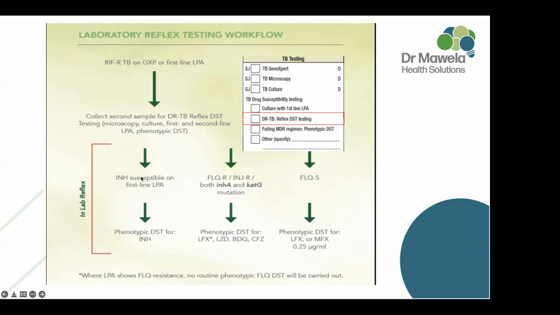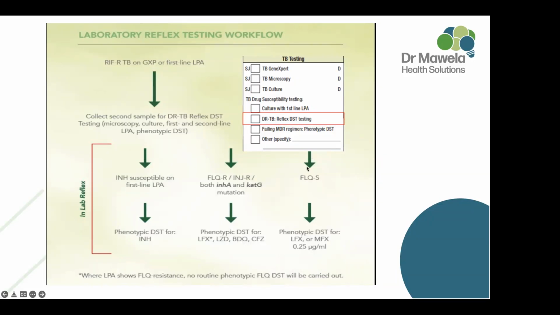The lab will automatically be doing this test depending on your LPA results. You'll see here, both mutations against INH have been detected, inhA and katG. Automatically, the lab will then do a phenotypic test, firstly to confirm these mutations, but also to look at if other second-line drugs have been affected: linezolid, bedaquiline, and clofazimine, right?